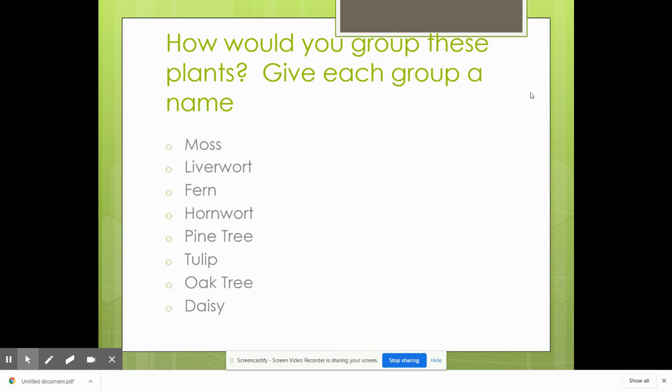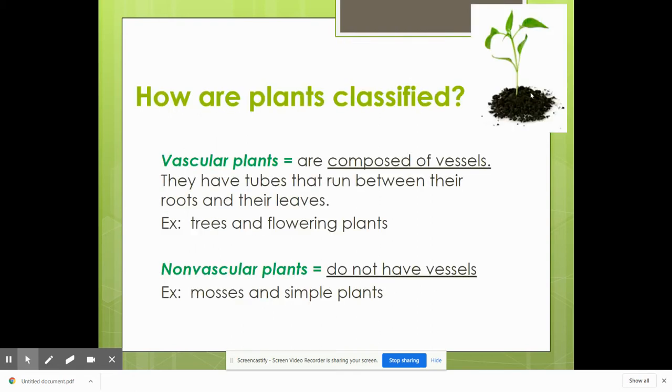How would you group these plants? Give each group a name. So moss, liverwort, fern, hornwort, pine tree, tulip, oak tree, daisy. Just kind of think about how you might group these. A way you could group them is vascular and non-vascular.